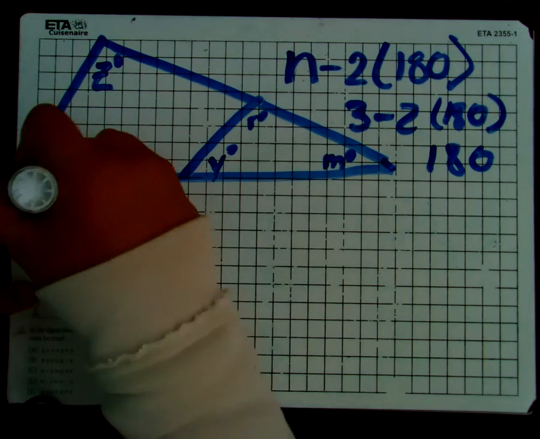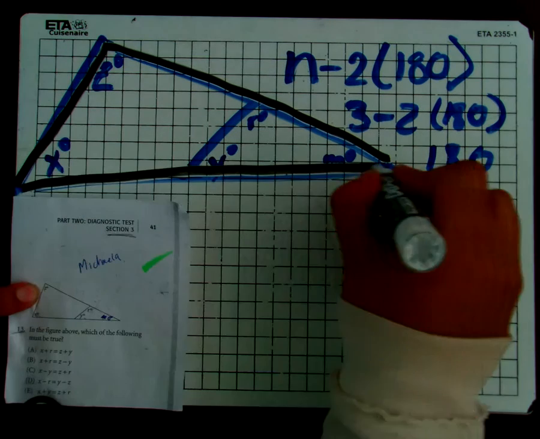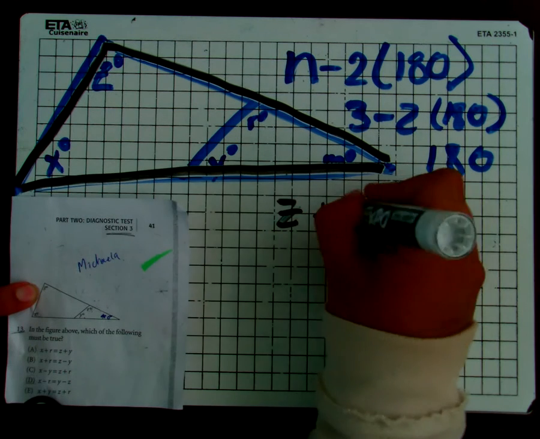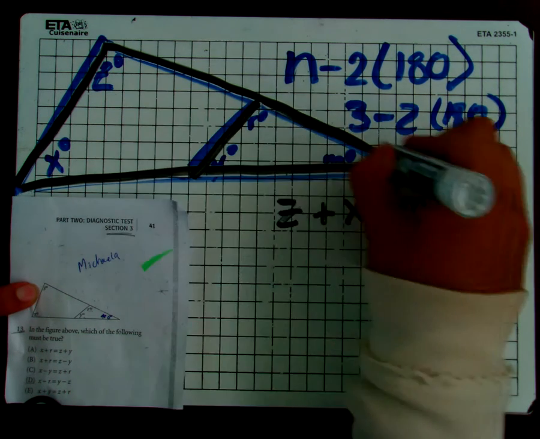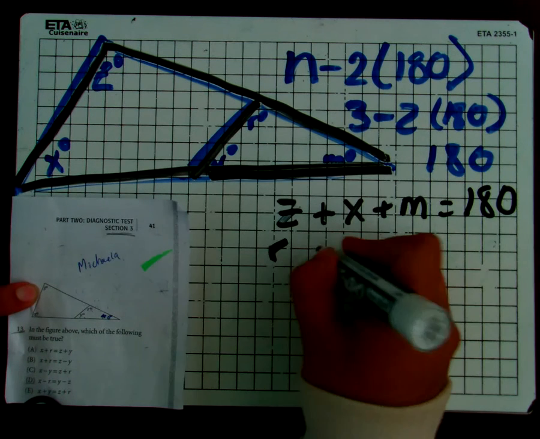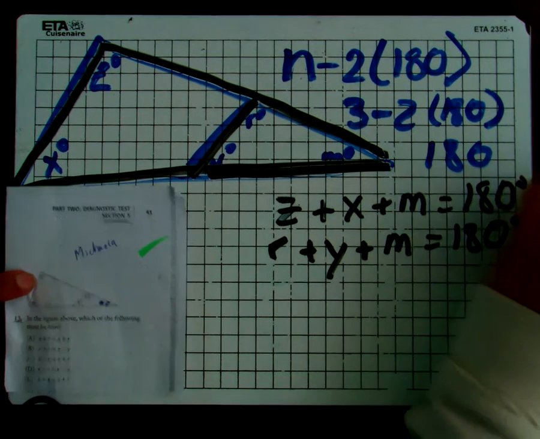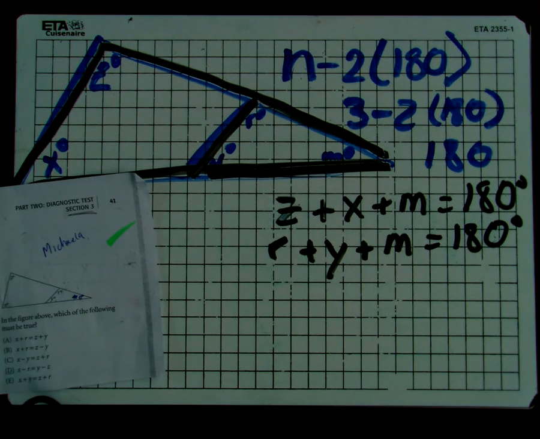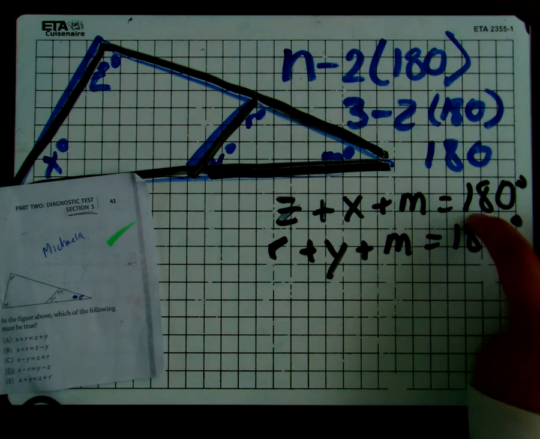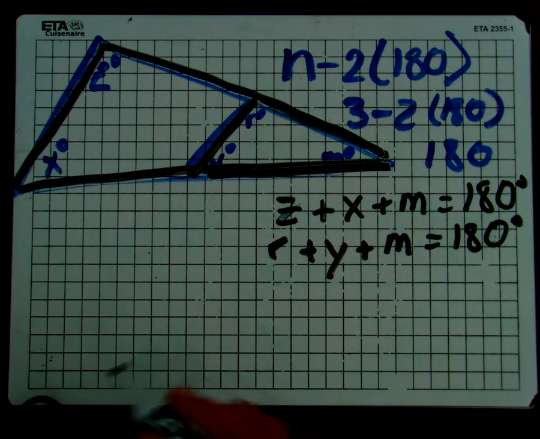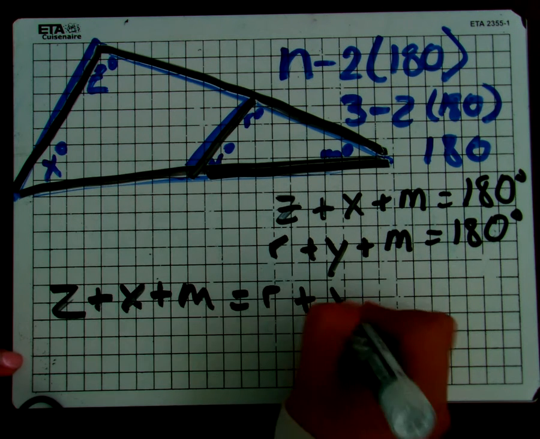So there are 2 triangles, as we can see, and we should use the bigger triangle first. And we have Z plus X plus M equals 180. And then we have this smaller triangle, which will be R plus Y plus M equals 180. Well, here we have a system of equations, and since they both equal 180, we can set the two expressions equal to each other. So that will be the following: Z plus X plus M equals R plus Y plus M.